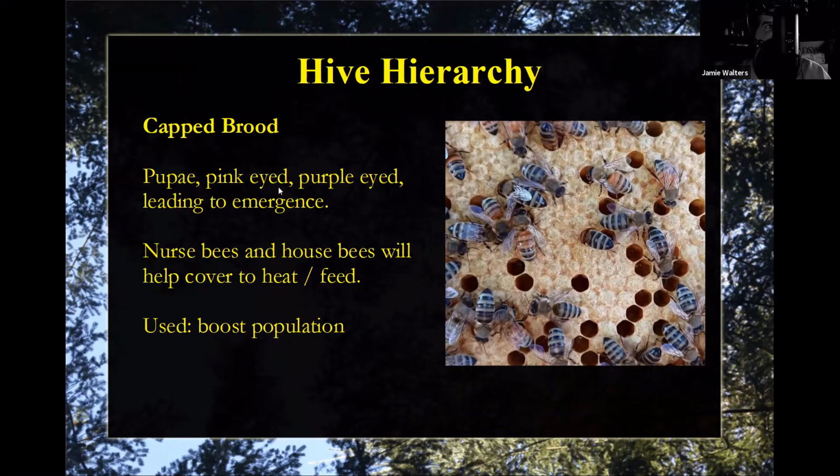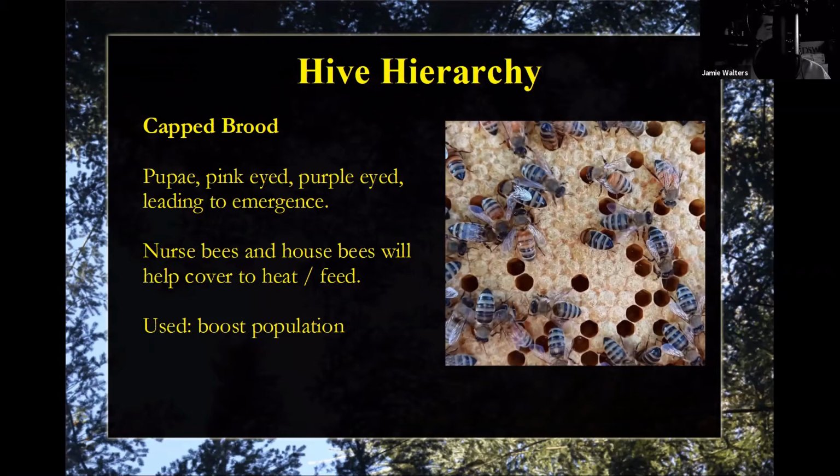Capped brood is pupa. You'll see the pink-eyed, purple-eyed stage leading into emergence. And sometimes if you see a frame of this, you'll actually see the cap that's been removed by a worker, and you'll see that little blonde bee coming out. Nurse bees, there'll be fewer bees on this frame because it's already generating its own heat because they're in that microenvironment. And you can take this, if you find a colony that's really doing well and has tons of capped brood, take that away and give it to a colony that's not. If you only have one colony, let it go.